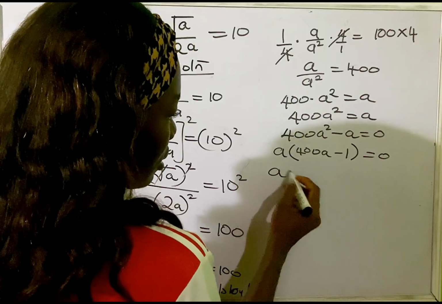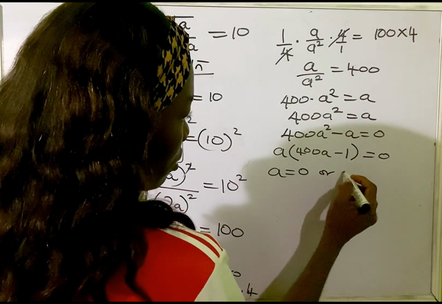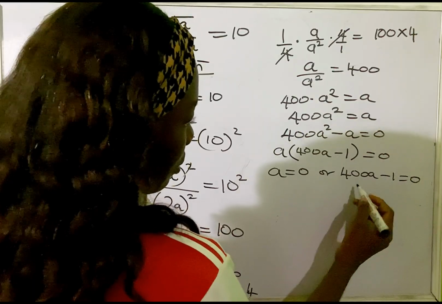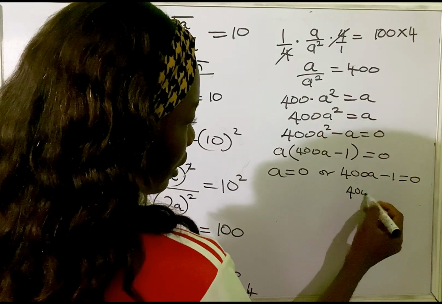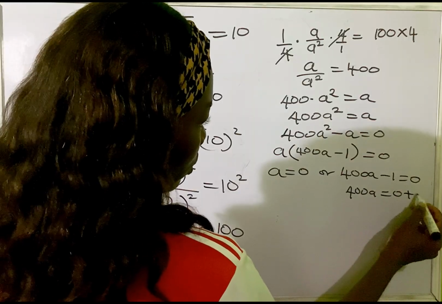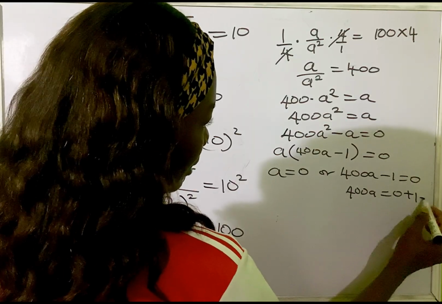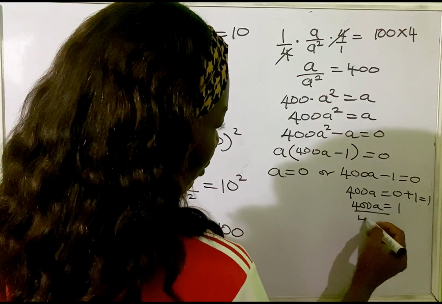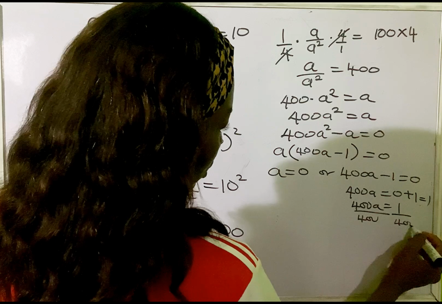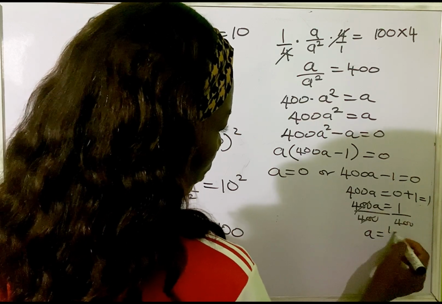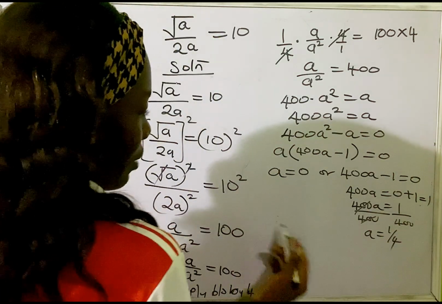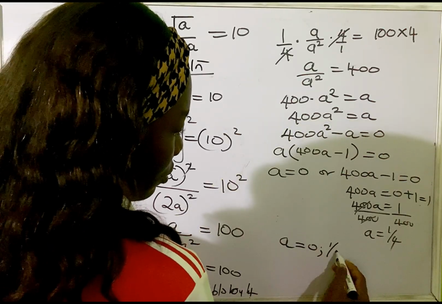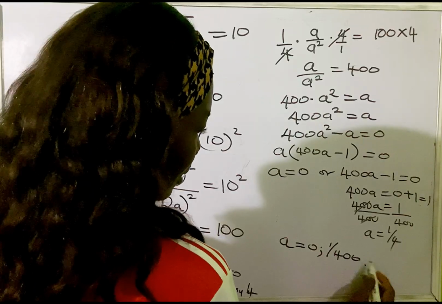So a is equal to 0, or 400a minus 1 is equal to 0. So 400a is equal to 0 plus 1, and that's 1. So 400a is equal to 1. Divide here by 400, divide here by 400. So our a is equal to 1 over 400. So we have our values for a: a is equal to 0 or 1 over 400. This is our answer. This is method 1.